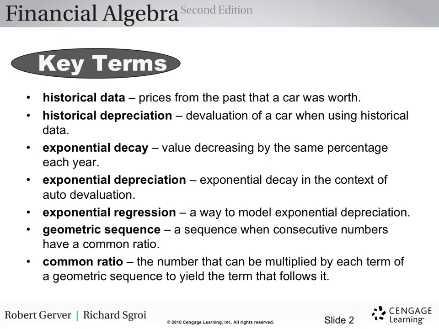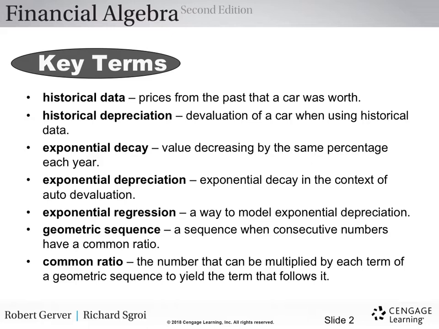Some of the key terms from this section are historical data. This is prices from the past that a car was worth. Historical depreciation. This is using that historical data to determine how a car is devaluating. Exponential decay, this is value decreasing by the same percentage each year. So from year 1 to year 2, it might depreciate 10%. From year 2 to year 3, it depreciates 10%, etc. Okay? Exponential depreciation is exponential decay in the context of auto devaluation. Okay? So this is when we're talking about a car depreciating.